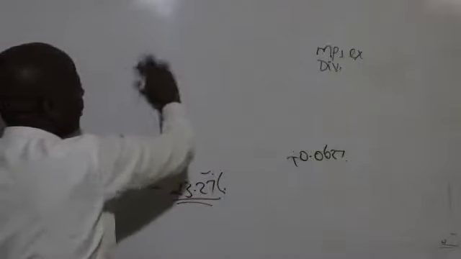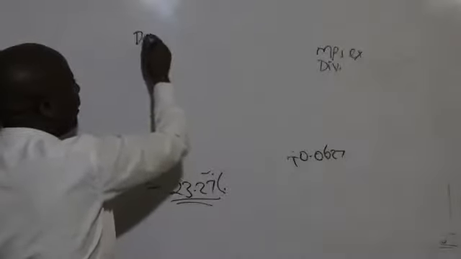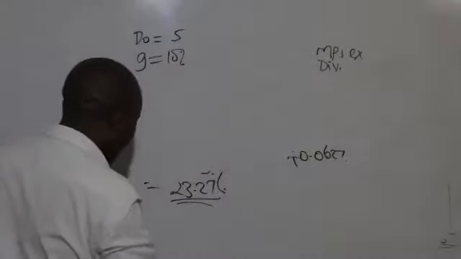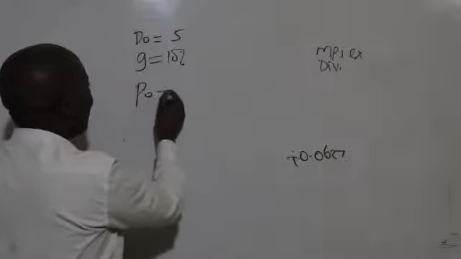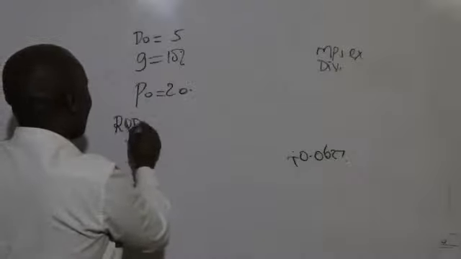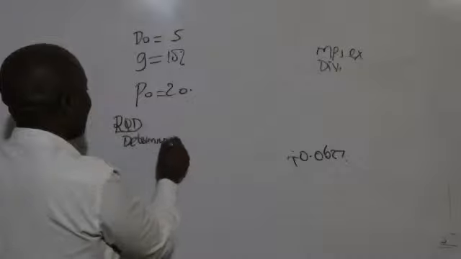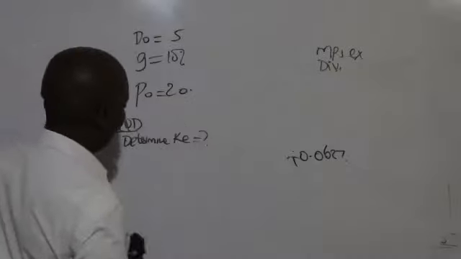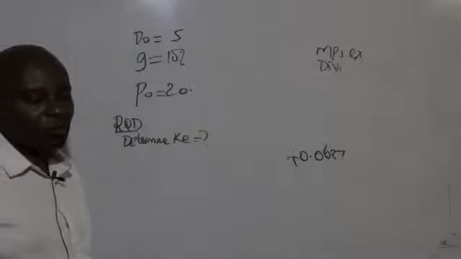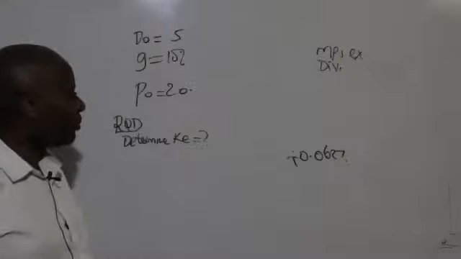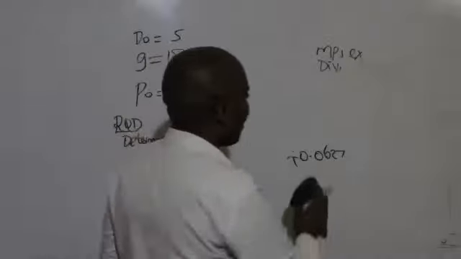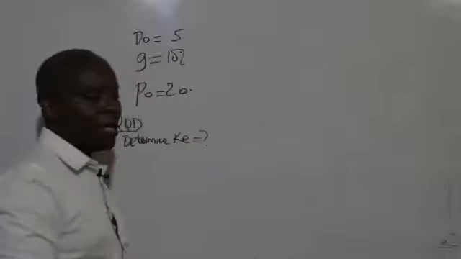We are given this question here. We are given D0 is 5. We are given g is 10%. They have given us P0, which happens to be 20. And then they want us, ladies and gentlemen, required to determine Ke, the cost of equity.